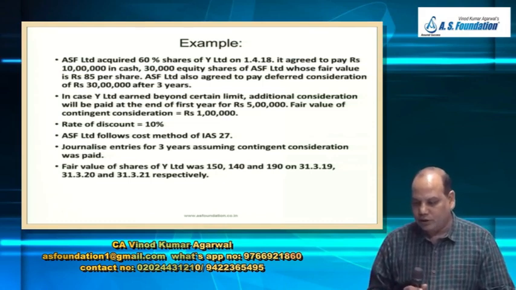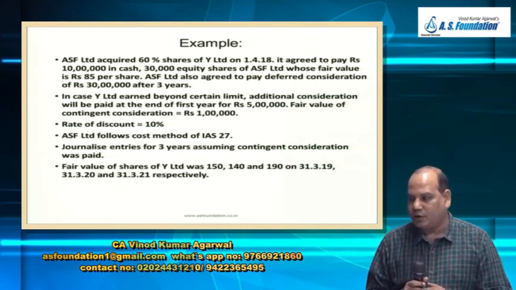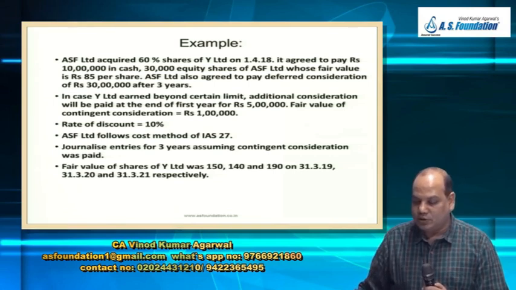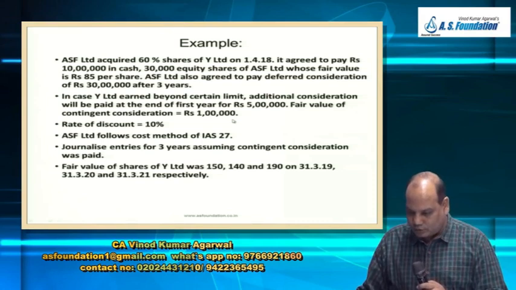In case Y Limited earned beyond certain limit, additional consideration will be paid at the end of the first year for rupees 5 lakh. Fair value of the contingent consideration is equal to rupees 1 lakh. So I will take 1 lakh right now, and then we will do the subsequent accounting. Rate of discount is 10%.